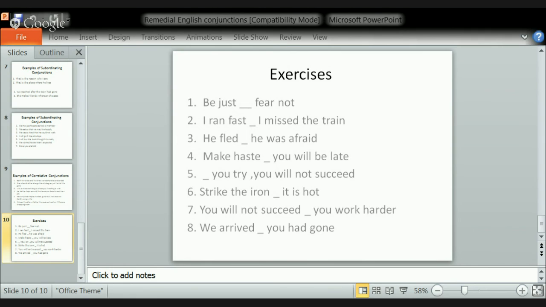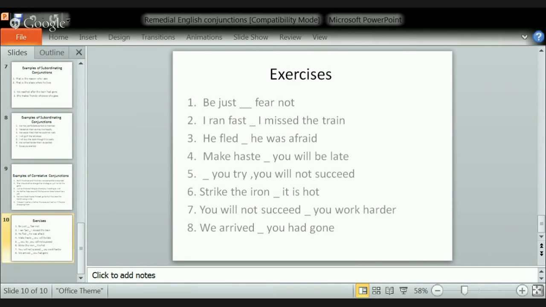Next is, strike the iron, dash, it is hot. It's a pretty useful phrase that we use. When we say that, to strike, when the time is right, strike it. So that's the point. Strike the iron, dash, it is hot.